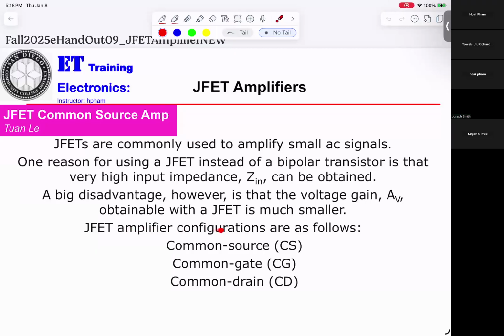JFET amplifier configurations are as follows. First, you get a common source. Next will be a common gate. And the last one is common drain. The same thing like bipolar: common emitter, common collector, common base. If you get any question, just let me know.